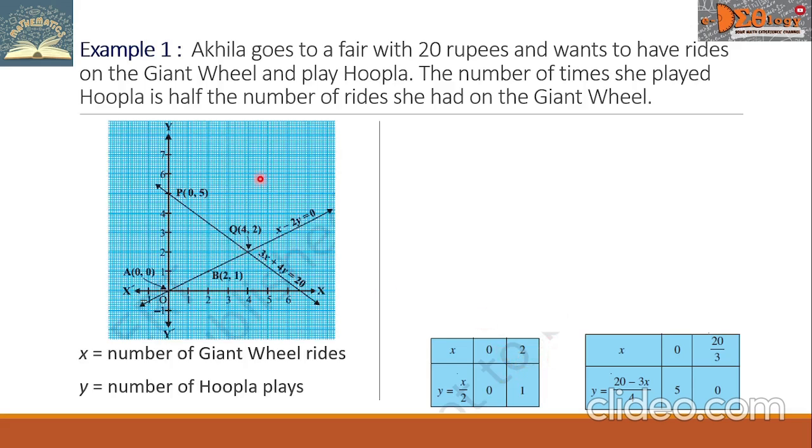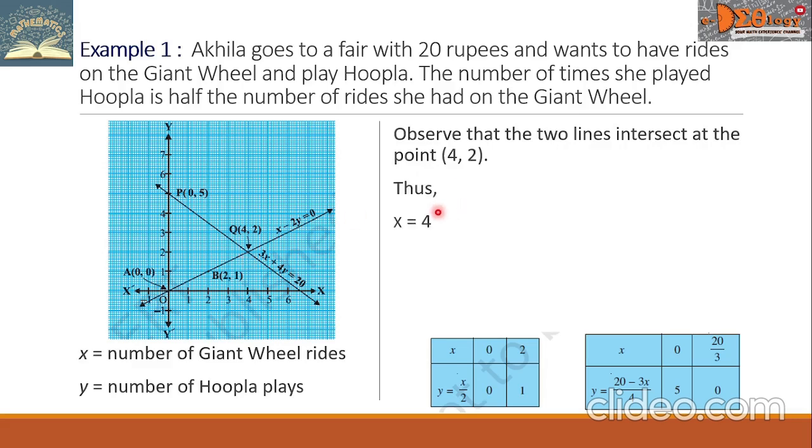These are now the two lines. This is our line 1. This is the y equals x over 2. But when we simplify that, it is equal to x minus 2y equals 0. This is the second line. This is the line 3x plus 4y equals 20. Observe that the two lines intersect at the point (4, 2).